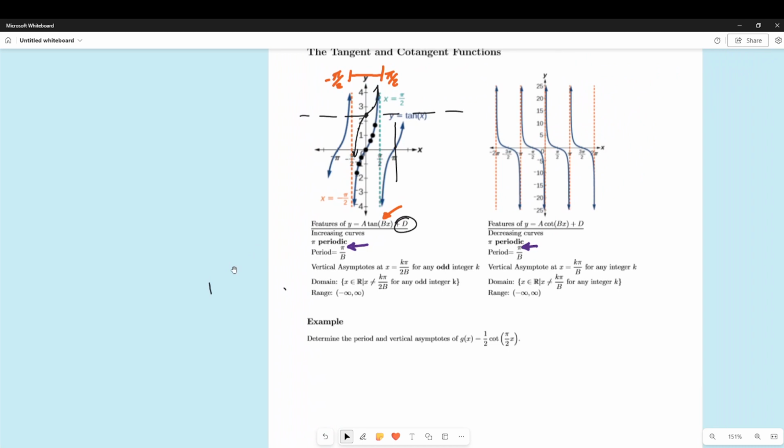So determine the period and vertical asymptotes of this cotangent. Well, again, really, we do find period the same way. We take our natural period and divide by the compression factor. The difference is our natural period is now pi divided by that compression factor. So we'll have a period there of 2.